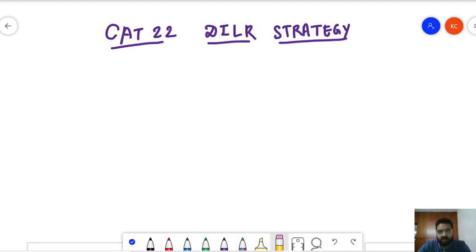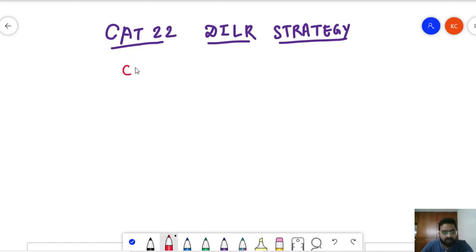So in this session, we'll discuss what types of questions you're supposed to attempt, what the thinking process should be when you are selecting a particular set, and what things we are not supposed to do during the exam as well. And in the end, we'll demonstrate the strategy which we have discussed using one of the papers of CAT 21. So let's begin.